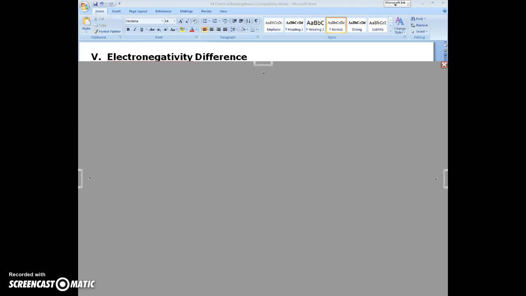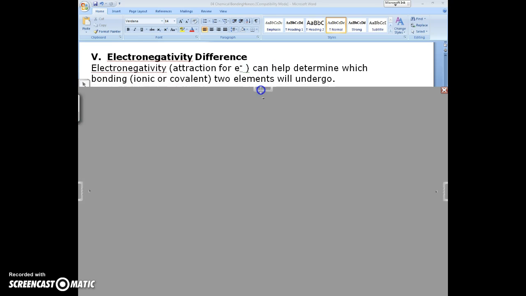There is a way mathematically to determine whether two elements are going to be bonded ionically, polar covalently, or non-polar covalently. And we do that through electronegativity difference. Remember from the last chapter, electronegativity is the attraction for electrons. And so what we're looking at here is the difference between the attraction for electrons. So, electronegativity, attraction for electrons, can help determine which bonding two elements will undergo.